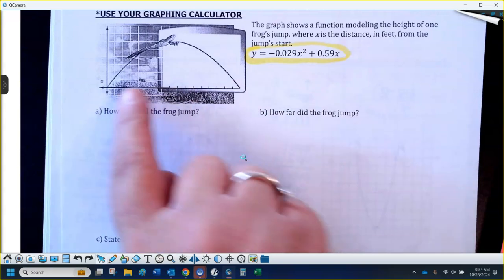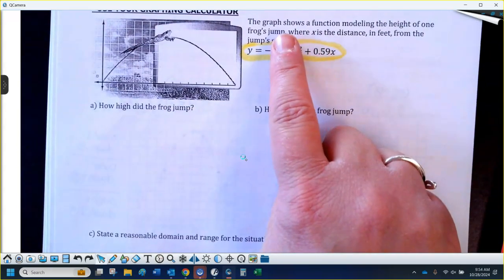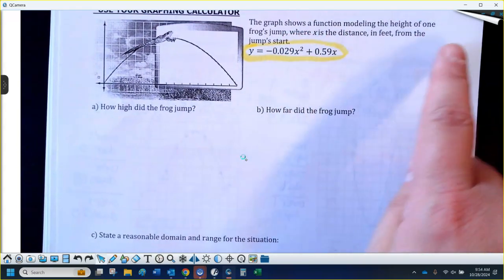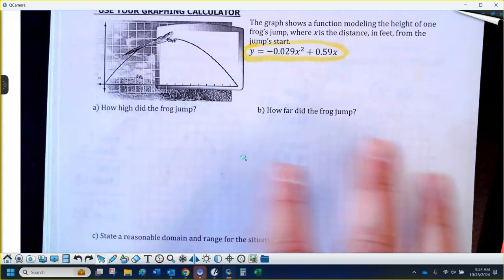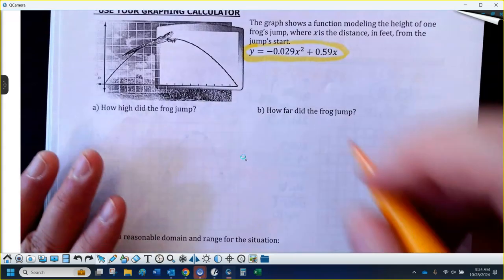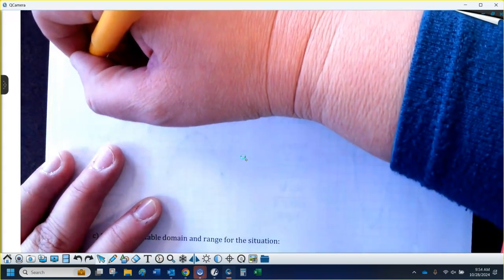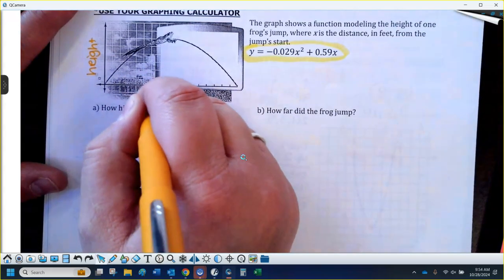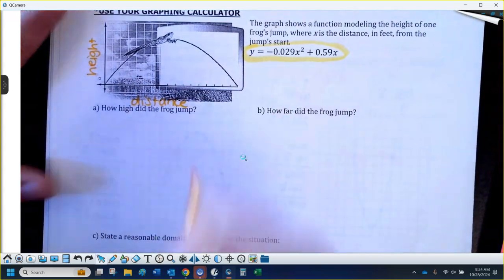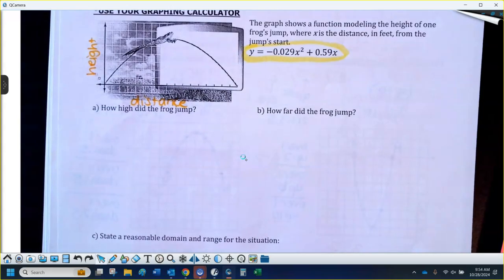So here's a kind of a sketch of the graph, and it says the function is modeling the height of the frog's jump in feet from the distance of the jump's start. So here, this would be how high the frog gets in the air, and then the x-axis is going to be the distance the frog travels as he jumps.